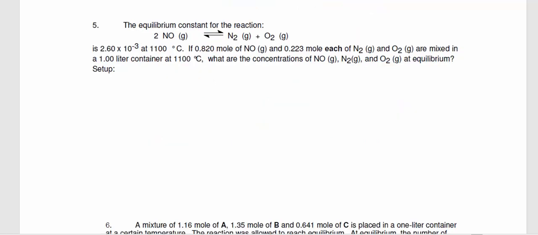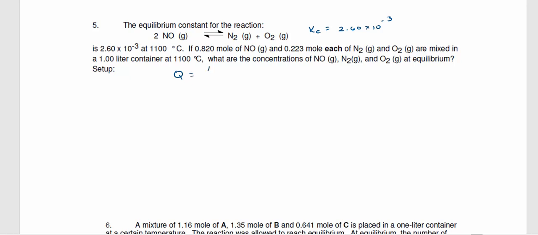Number 5, the equilibrium constant is given to us as 2.60 times 10 to the negative third. If 0.820 moles of our reactant, and then an initial amount of each of our products, are mixed together, what are the concentrations at equilibrium? Well, let's see. First thing I need to do is calculate my Q value, because I need to know which side is going to be added to and which side is going to be removed.